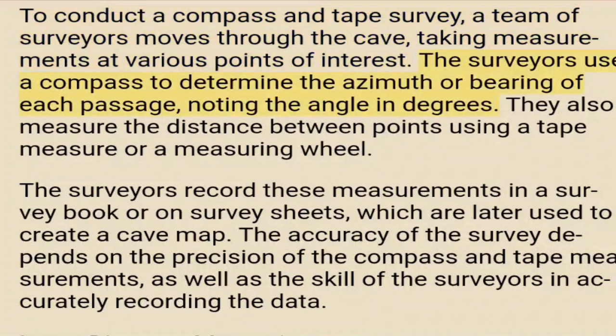The surveyors use a compass to determine the azimuth or bearing of each passage, noting the angle in degrees. They also measure the distance between points using a tape measure or a measuring wheel. The surveyors record these measurements in a survey book or on survey sheets, which are later used to create a cave map. The accuracy of the survey depends on the precision of the compass and tape measurements, as well as the skill of the surveyors in accurately recording the data.